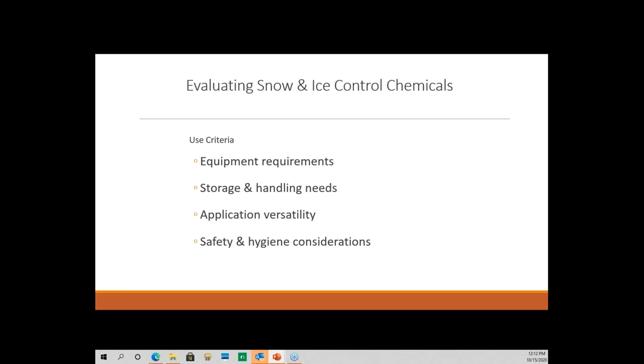You don't want to digest these products. They're naturally occurring products, but by the same token, they're in concentrations where they'll cause you discomfort as far as your stomach and your bowel movements and things like that. It'll make you a little sick. So you don't want to digest it. You don't want to get it into your eyes, into your mouth, and into your nose, because they do like moisture.